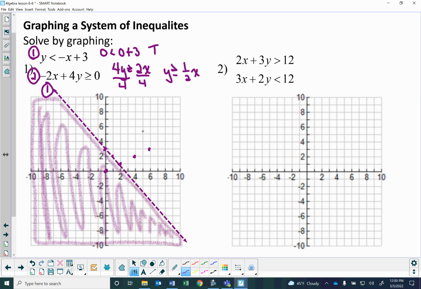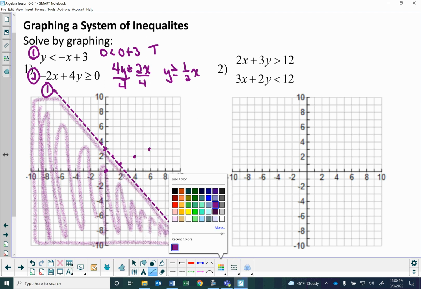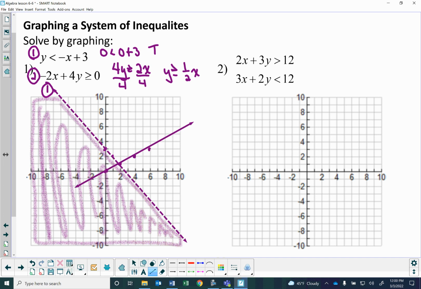Now, interestingly enough, when you graph systems of inequalities, you do not need to name the intersection point where the two graphs cross. In fact, if you do that, it kind of throws people off. So it's probably not a good idea to name the intersection point unless it specifically asks you to. So this particular graph is a solid line. All right, so we'll do a solid line for this one. Adjust slightly.